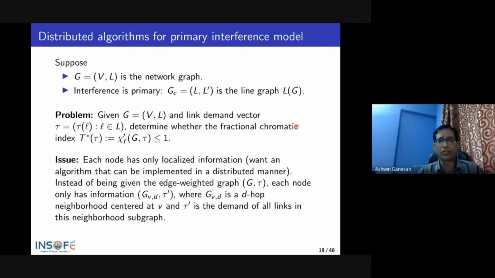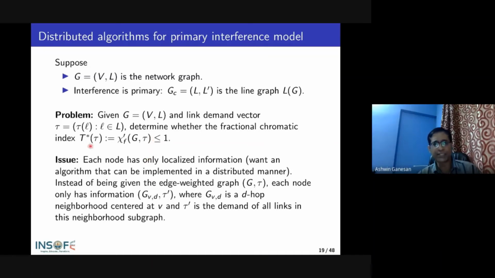So here's the problem we're going to look at. Suppose that G is the network graph, and under the primary interference model, you know that the conflict graph GC is the line graph L of G. So given G, and given a link demand vector where tau of L represents the fraction of every unit of time that link L has to be active for, determine whether the fractional chromatic index of that edge-weighted graph is less than or equal to 1. So that's the problem that we're going to be solving.